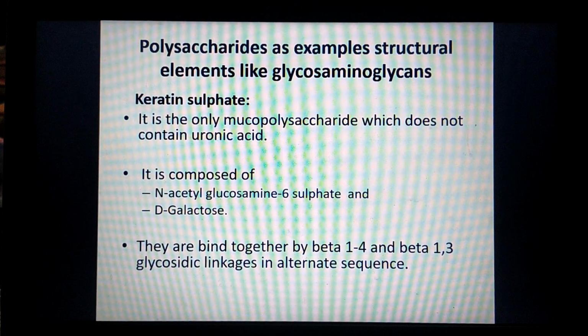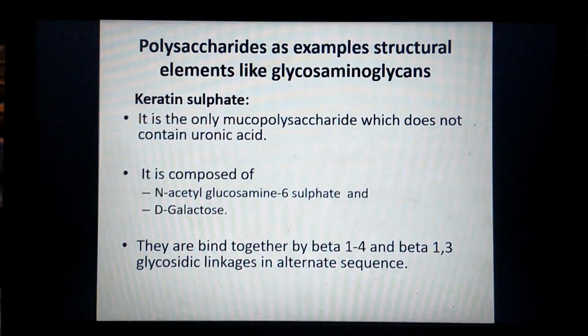Next glycosaminoglycan is keratan sulfate. It is the only mucopolysaccharide which does not contain uronic acid. Now what I have told you, glycosaminoglycans are made up of amino sugar and uronic acid, and they are present in an alternate manner. But in keratan sulfate you will not find uronic acid. So keratan sulfate is composed of N-acetyl glucosamine 6 sulfate and D-galactose in an alternate manner. Again, the two types of linkages are beta 1,4 and beta 1,3 glycosidic linkage.